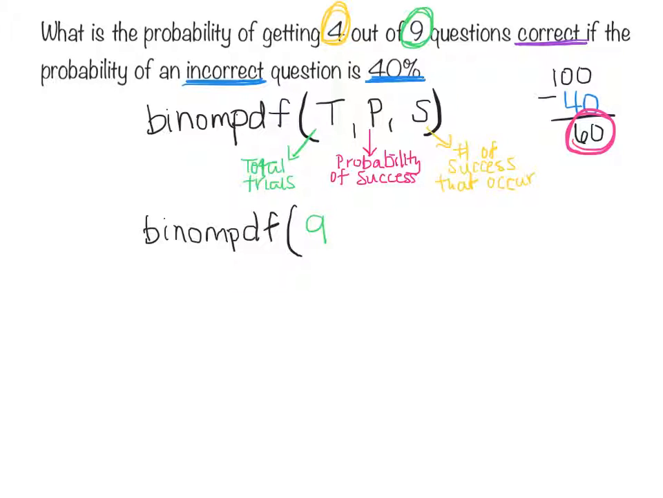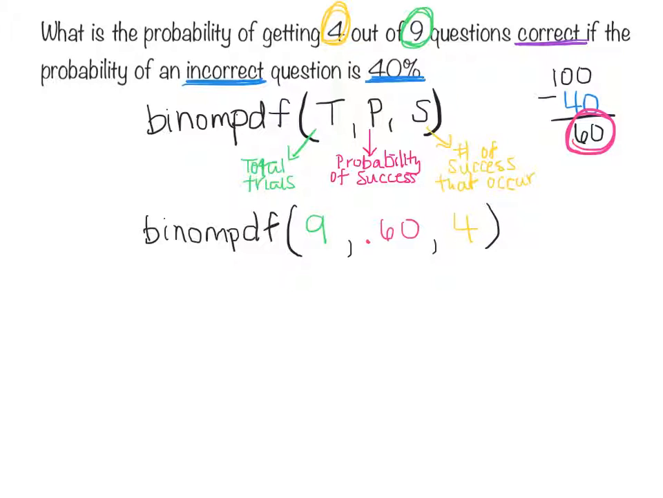You're going to type in a comma. Then you're going to put in your probability. Now your probability has got to be in as a decimal. So if it's 60%, I'm going to put in 0.60, or you could just leave it as 0.6 in the calculator. Then you've got a comma, and then you're going to do the number of successes that occur. There were 4 that occurred, so we have 4. And then I'm going to close my parentheses and calculate that in the calculator.